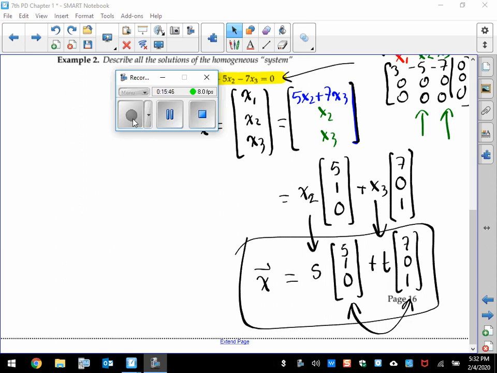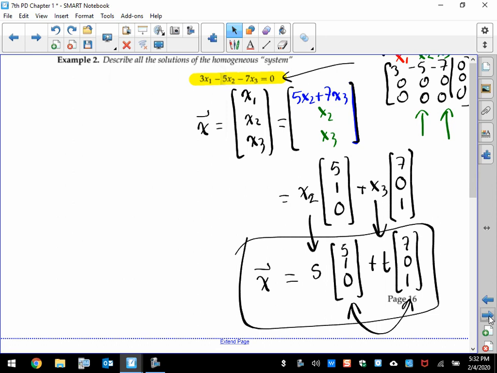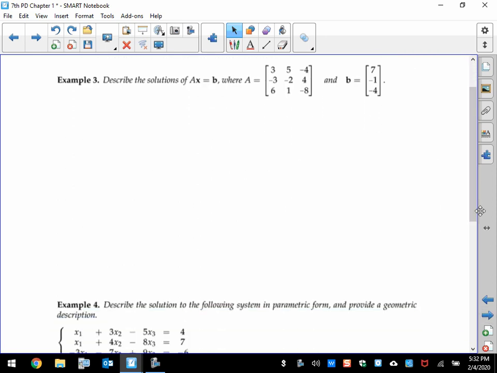Okay, I'm back here at the end of the day. Let's continue. It says describe the solution of Ax equal b, where the matrix A and the vector b are given. Okay, sure. So let's go ahead and augment and then row reduce. It looks like this is the same matrix as the previous example, and so we will augment like so.